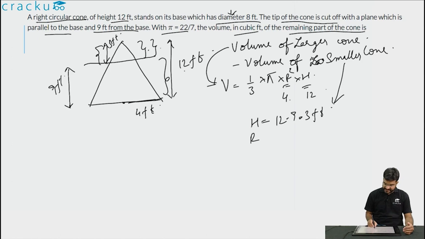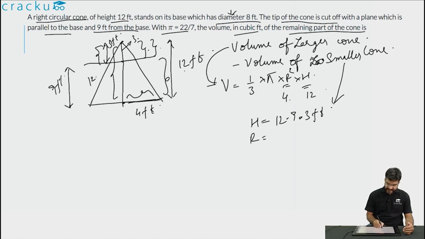Now what is the radius of the smaller cone? The radius of the smaller cone we'll have to calculate. Now we'll draw a perpendicular line from the tip of the cone, that is the topmost point, to the bottom. So here we know that this is equal to 3 feet. We know that the height of the larger one is equal to 12 feet.